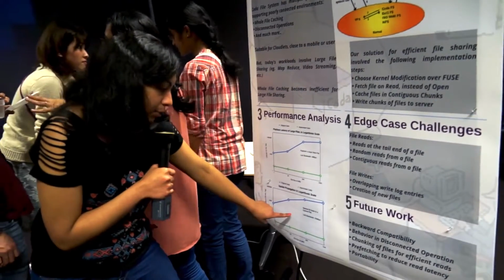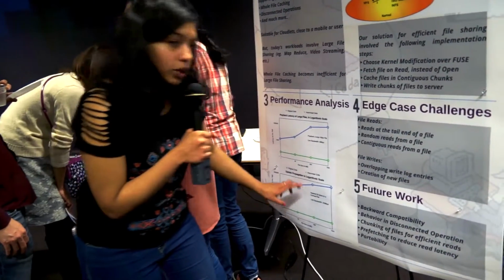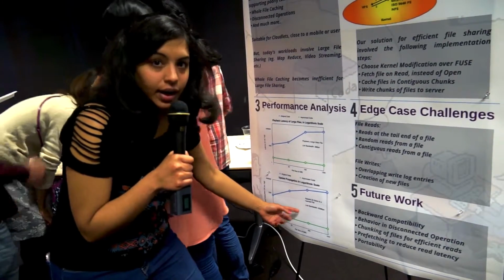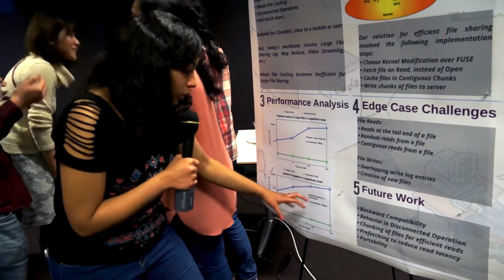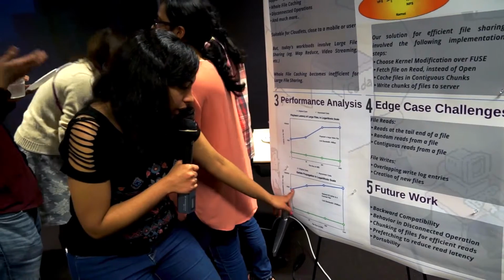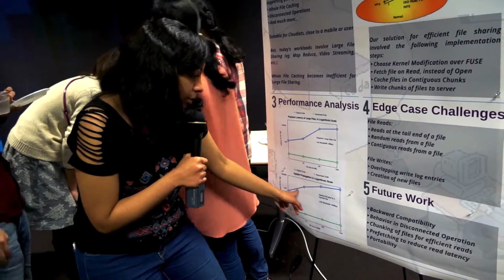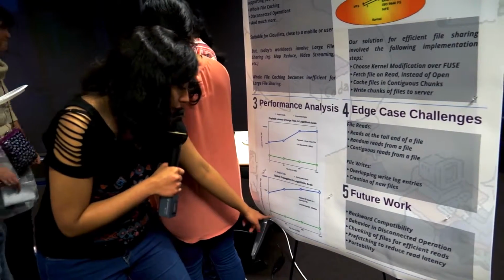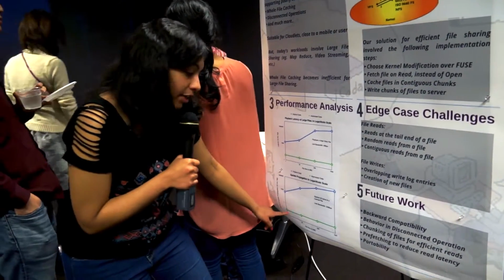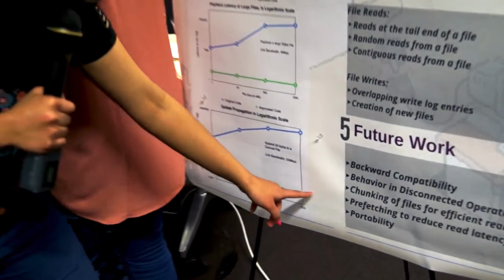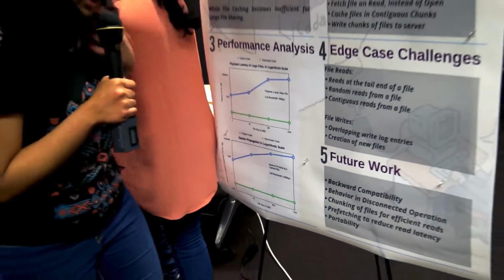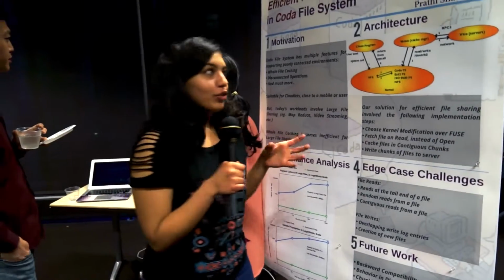And if you look at update propagation, what we did was we took a very large file and appended only a few, 50 bytes, at the end of the file and updated it to the server. So look at the difference. The original Coda, as the file size increased, would send back the whole file. So that is the network latency it's taking. Our Coda is going to just send back 50 bytes every single time. So it's always going to be constant time, and it's always going to be sending back only that much amount of data. Here is the optimization for Coda file system.